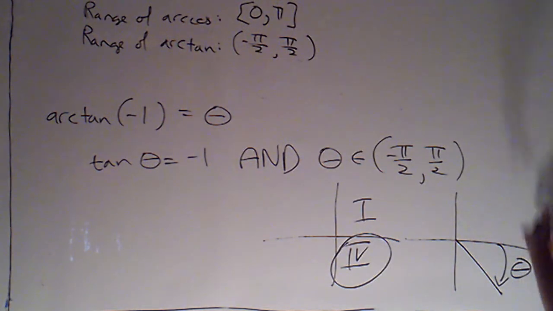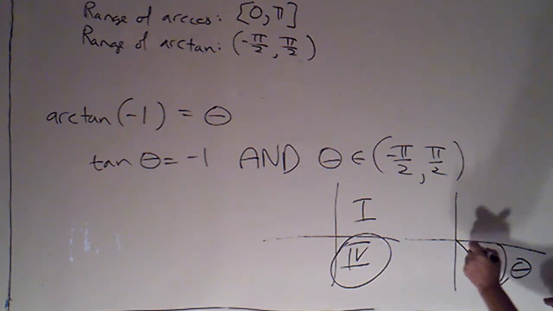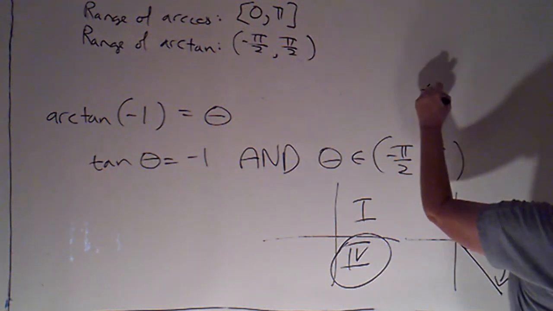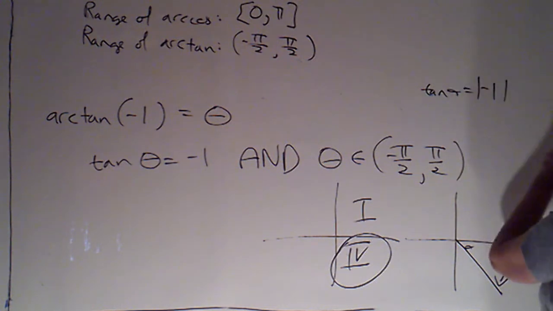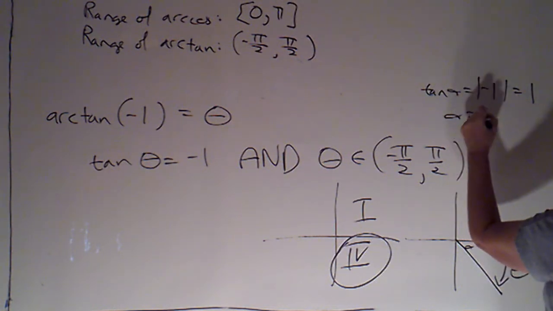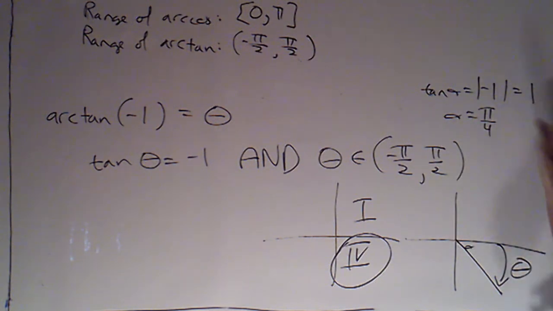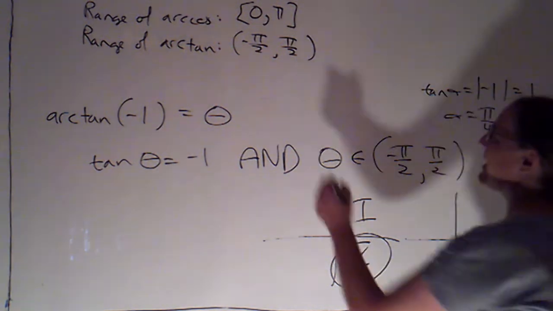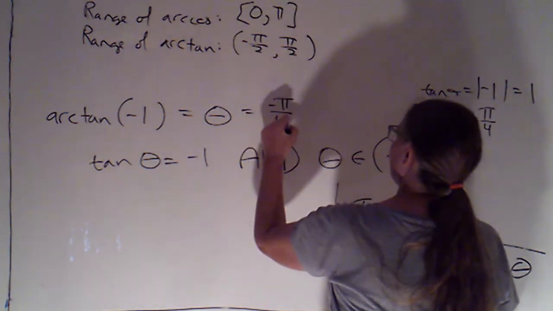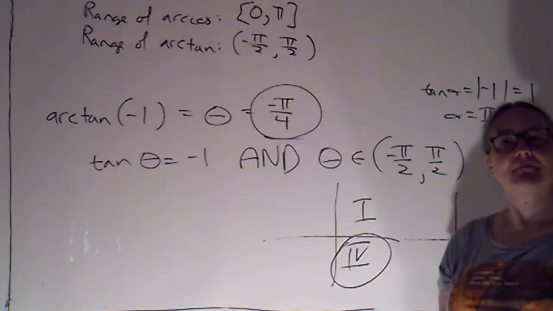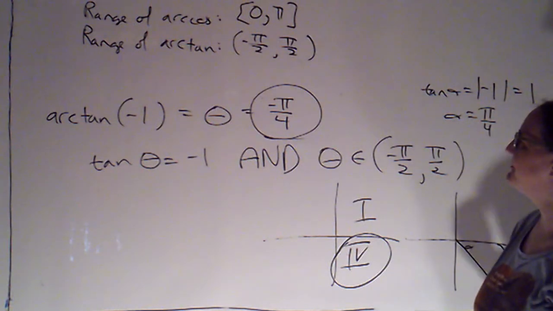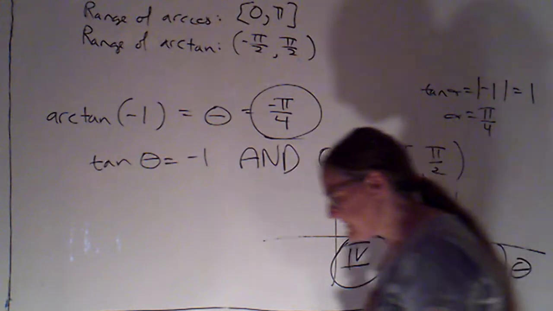The reference angle, well, we've seen the angle, if I write that as alpha, I know that tangent of alpha is the absolute value of negative 1, which is 1, and that tells me that alpha is pi over 4. Again, 45, 45, 90 triangle, which I've had up on the board a couple of times here. Okay, so that's going to tell me that theta is the opposite of pi over 4. Excellent. Good stuff.